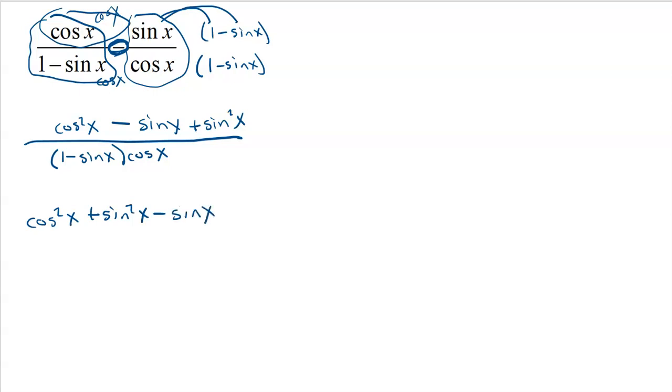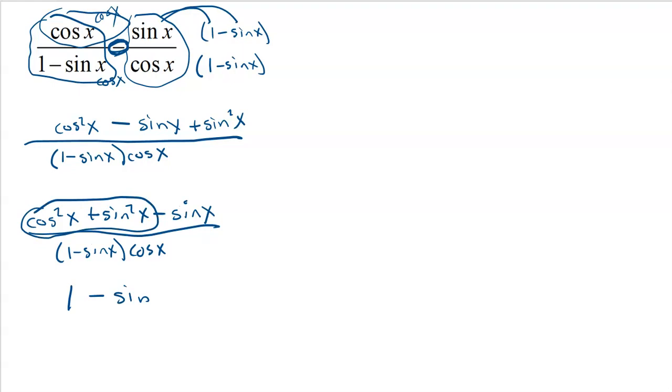You could change the order as long as everybody maintains their sign. The sine is still negative. The sine squared and the cosine squared are both positive. All divided by 1 minus sine of x times cosine of x. But check this out. Cosine squared plus sine squared is 1. That is one of the easiest identities to recognize. So I'm literally replacing all of the cosine squared plus sine squared with just a perfect 1.